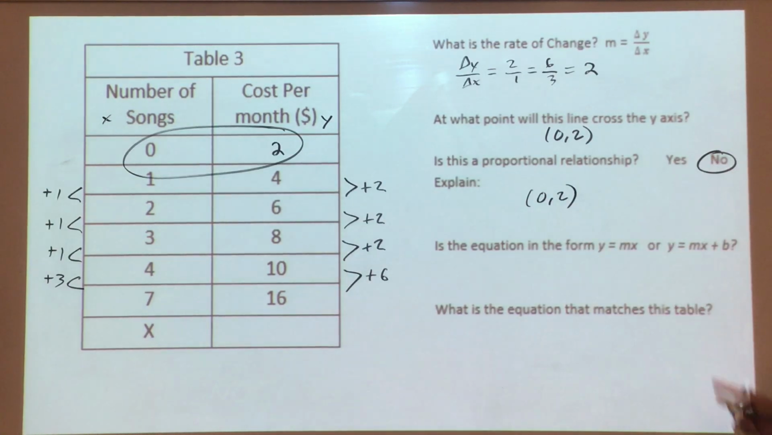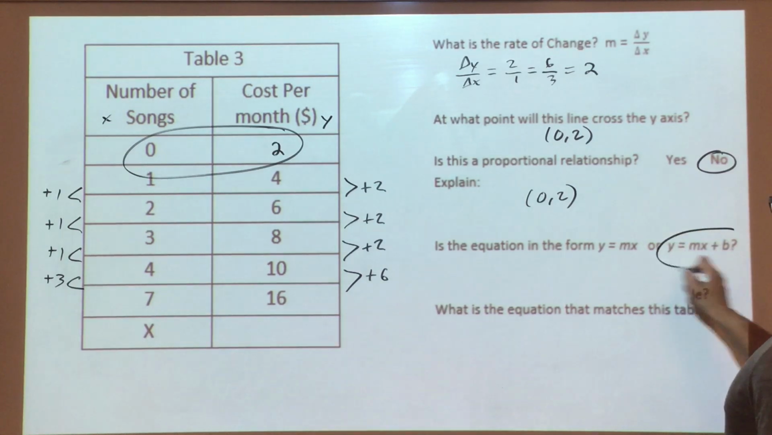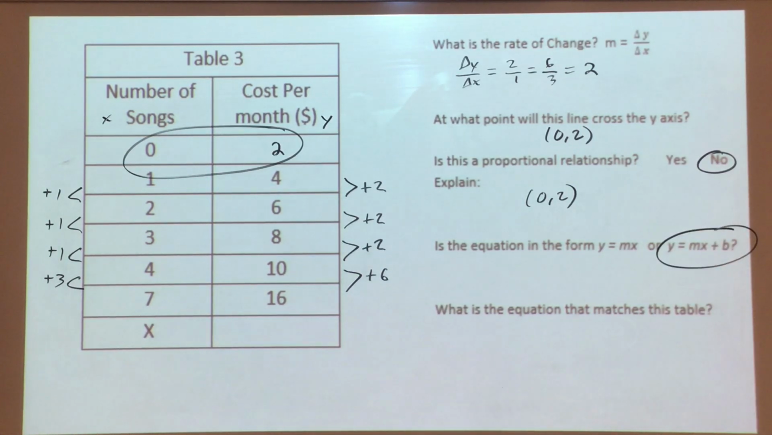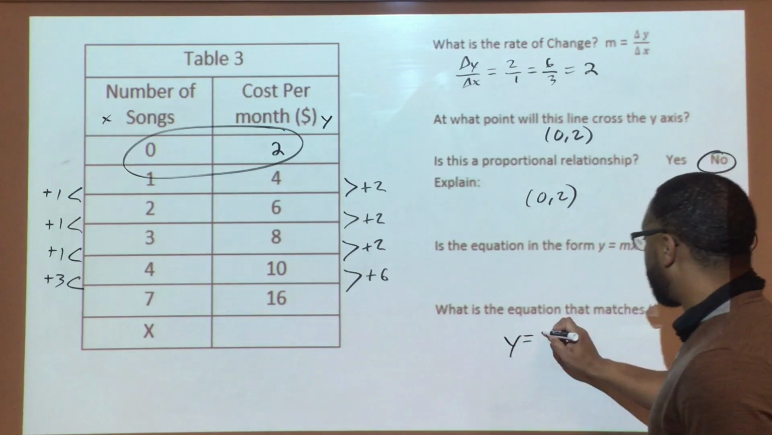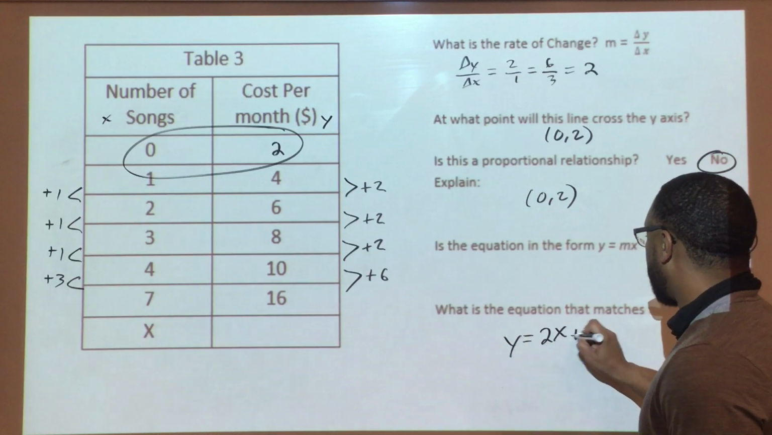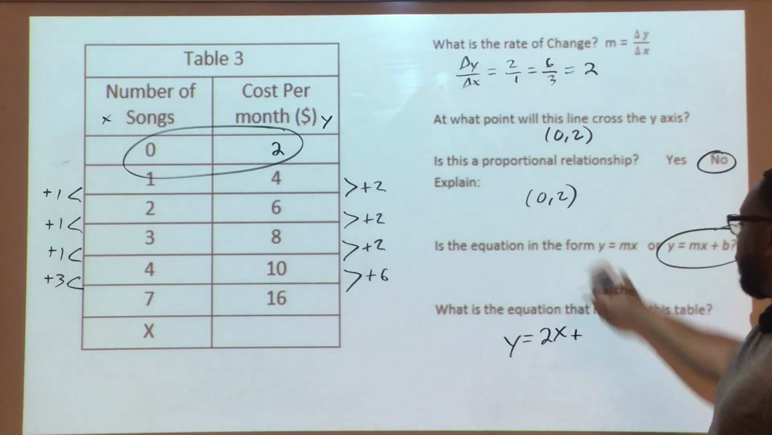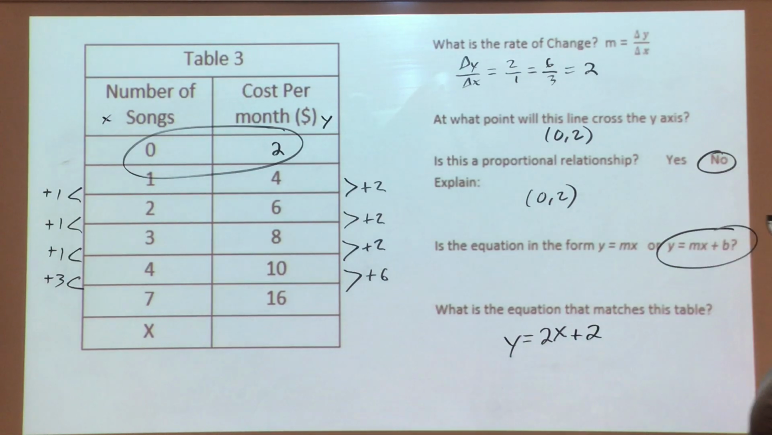Is the equation in the form y equals mx or y equals mx plus b? Well, it's not proportional, so it's going to be y equals mx plus b. What's the equation? Well, y equals, my rate of change is 2, and it crosses at 0, 2. So that's my equation. And now I can prove it.